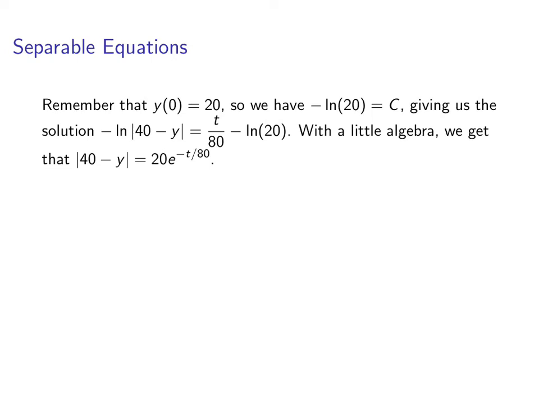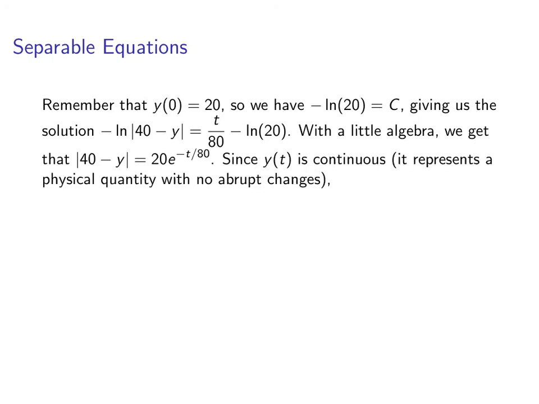Now getting rid of the absolute value is a little more difficult. y of t is continuous because it represents a physical quantity with no abrupt changes. y of t measures the amount of salt in the tank. We're not dropping salt blocks into the tank to abruptly change the amount of salt. There's a continuous change by having the water flow in.